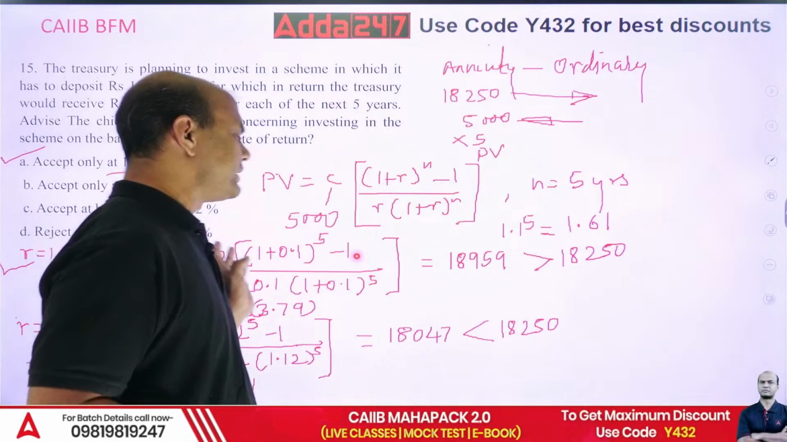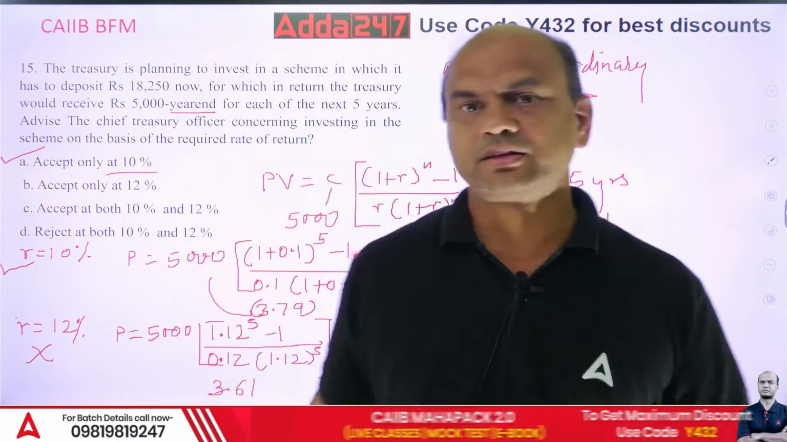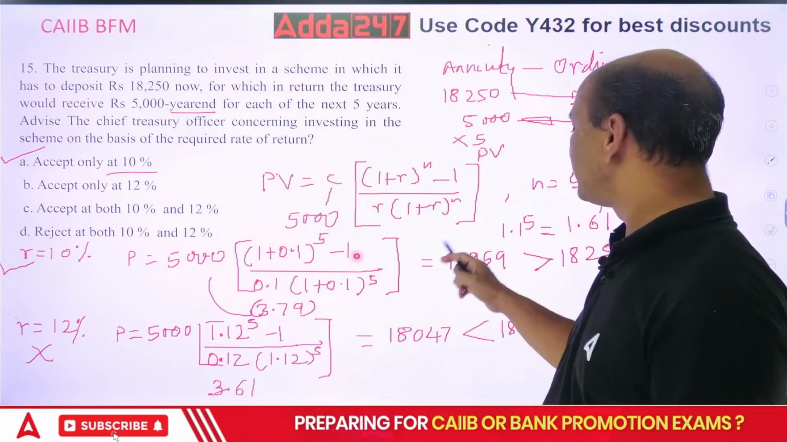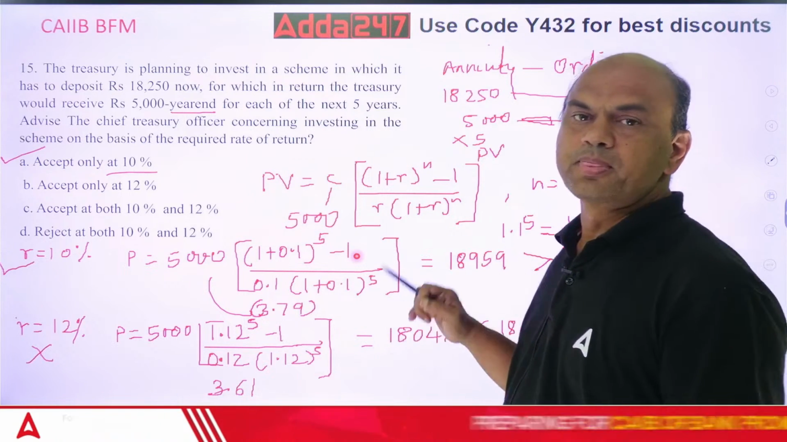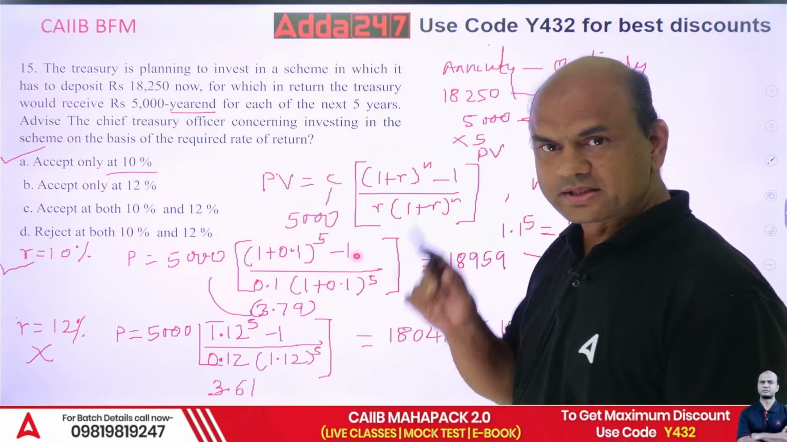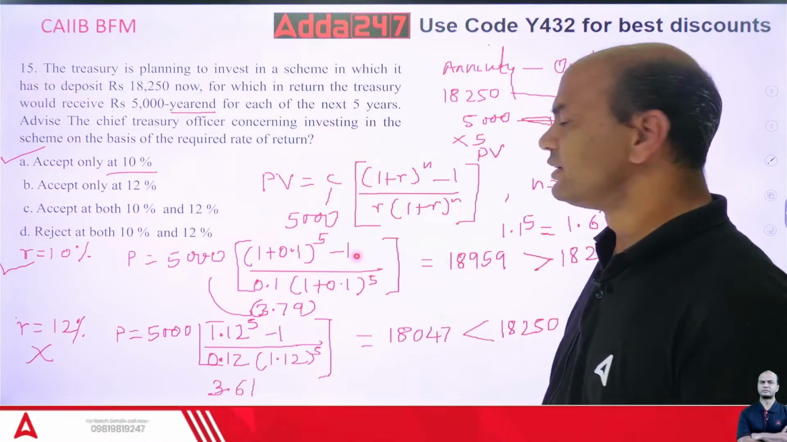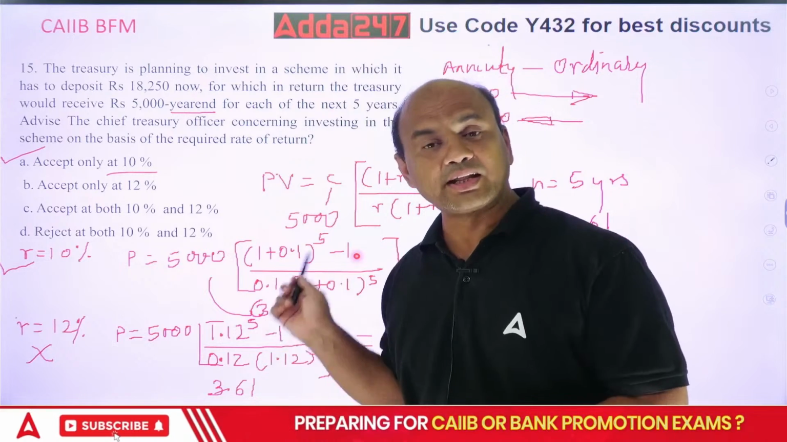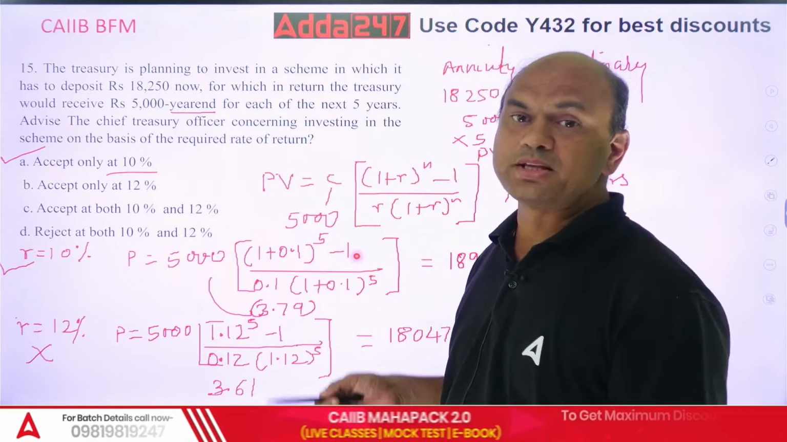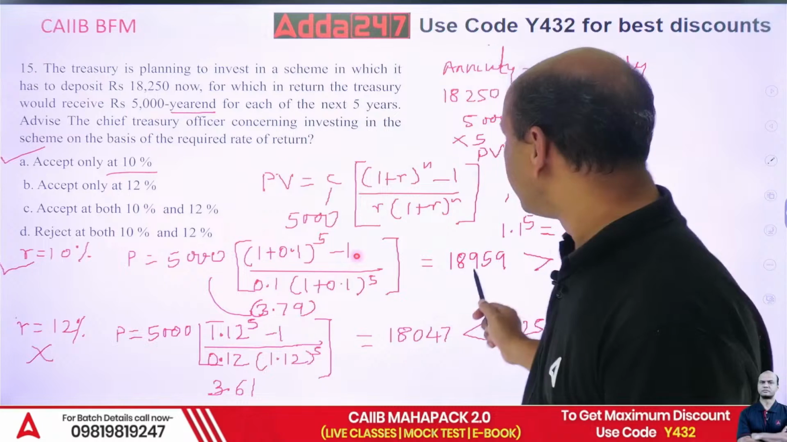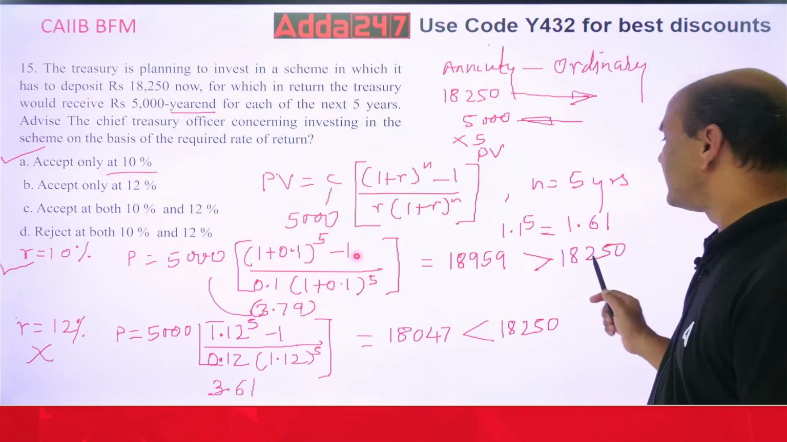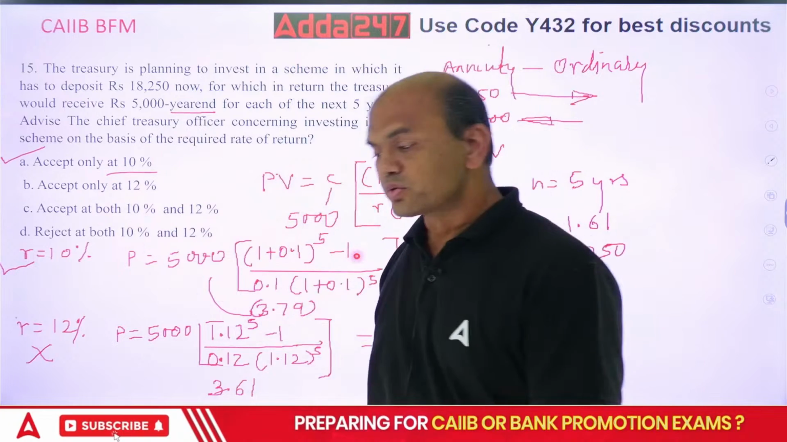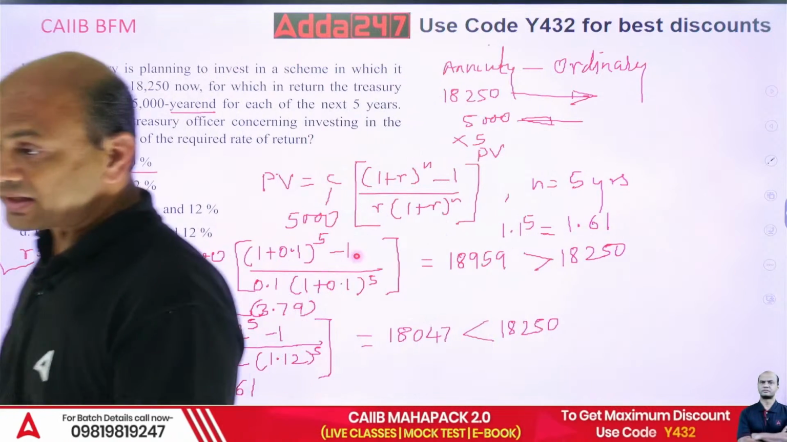So 5,000 into 3.79 is equal to 18,959. Everyone check this. So what does this 18,959 mean? 18,959 is greater than 18,250. See, how much am I investing? 18,250. So 18,959 is greater than 18,250.